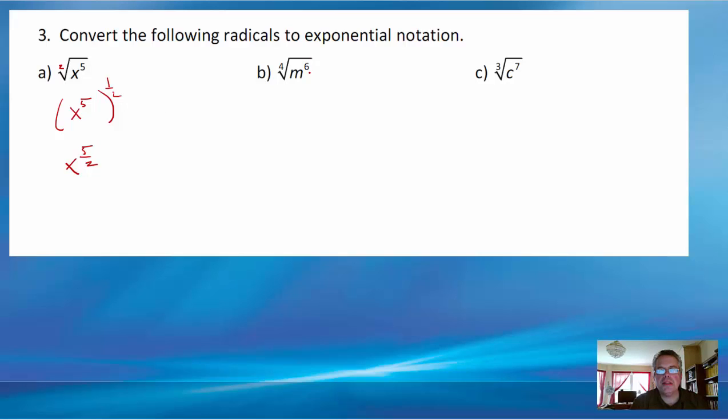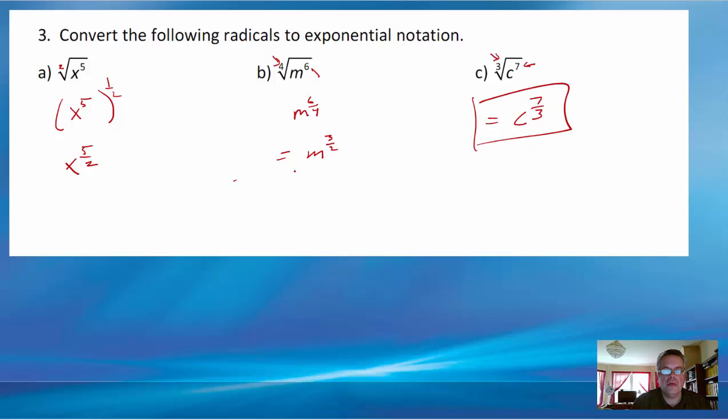If we recognize that 6 is going to go in the numerator because that's the power, and 4 is going to go in the denominator because that's the root, this would be m to the 6/4. And we can simplify 6/4. This is actually equal to m to the 3/2. Same thing here. This is the root. This one is the exponent. So this would be c to the 7/3 power. 7/3 doesn't reduce, so we'll leave it like that. Okay, so this was kind of old stuff.